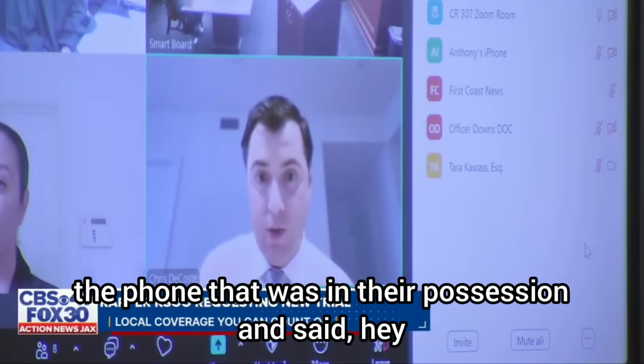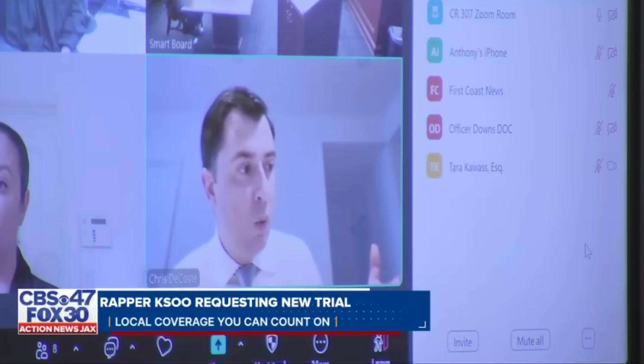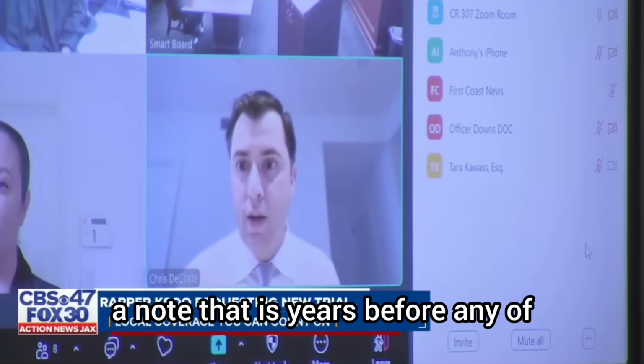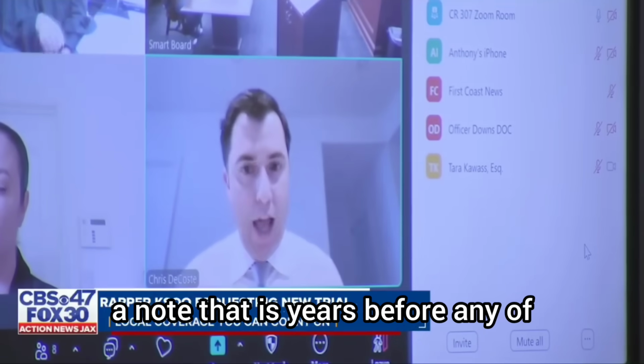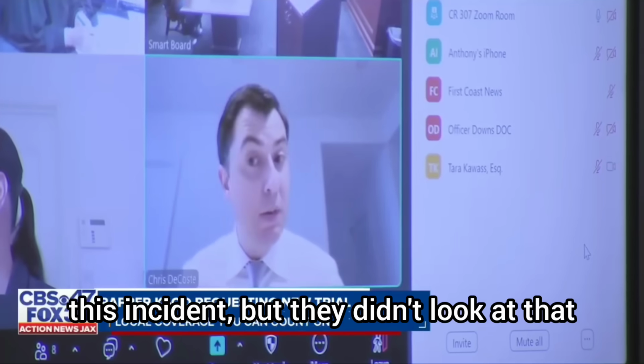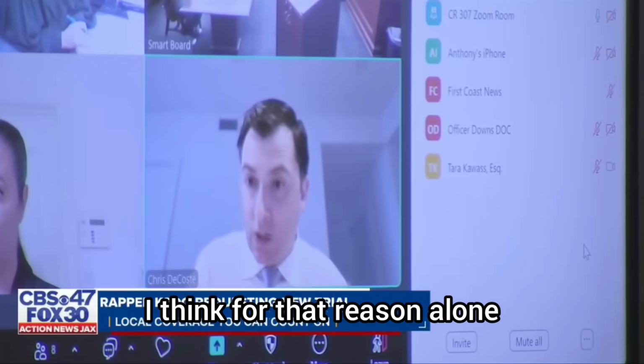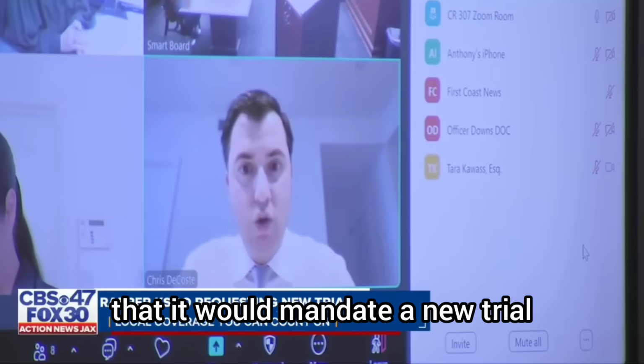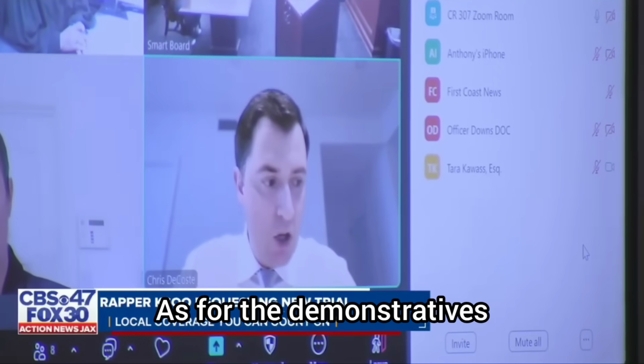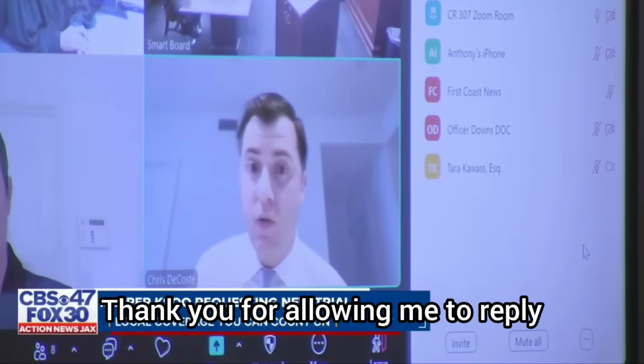so if we're talking about looking at evidence, they could have looked at their own evidence, the phone that was in their possession, and said, hey, we're trying to move into evidence a note that is years before any of this incident, but they didn't look at that. It was only because we shared that with the court. I think for that reason alone, it would mandate a new trial. As for the demonstratives, I've made my argument. Thank you for allowing me to reply.